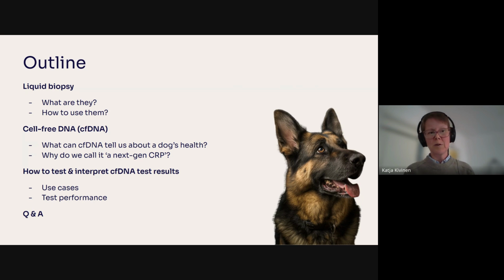I will give a brief overview of what liquid biopsies are, how we can use them, and then we will talk a little bit about cell-free DNA or circulating cell-free DNA and what it can tell about a dog's health, and also why we are comparing it to CRP and call it the next generation CRP. And then finally, I have some slides about how we can test cfDNA and how we can interpret those test results.